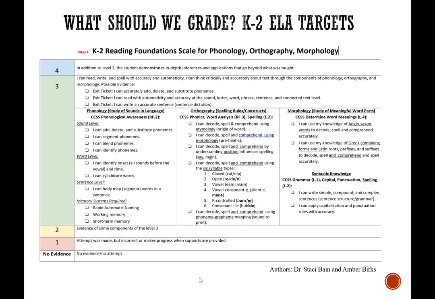These Common Core K2 Reading Foundations learning targets are also embedded in a scale where level 1 says that an attempt was made, but there was little evidence for proficiency. Level 2, there's some partial evidence towards proficiency. But level 3 is very clearly spelled out as to what it means to be proficient in phonology, orthography, and morphology in K2. And those criteria for being proficient are actually written in this case in I can language. And level 4 is where the student can demonstrate more in-depth inferences.